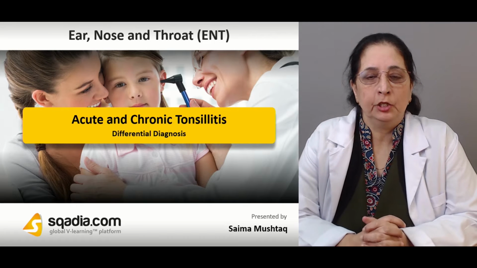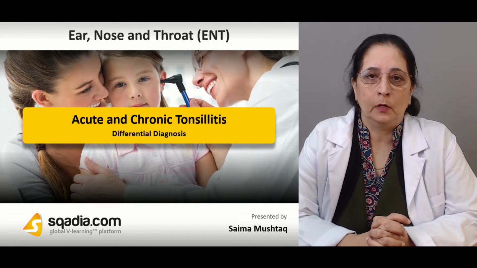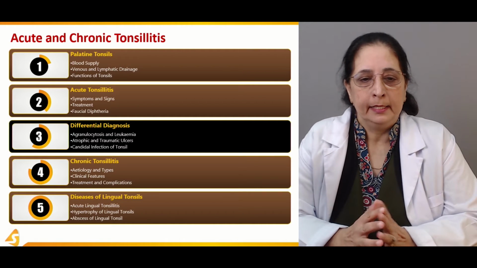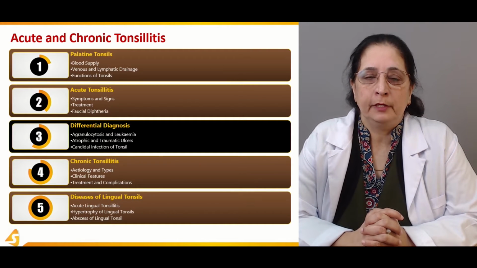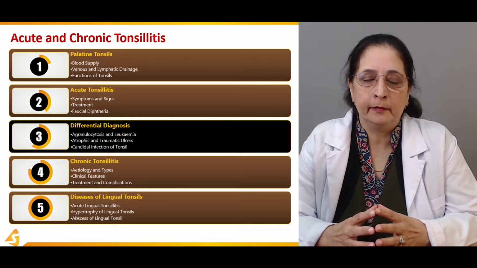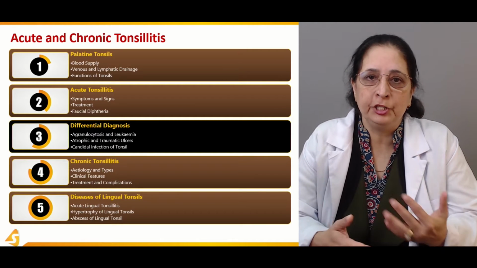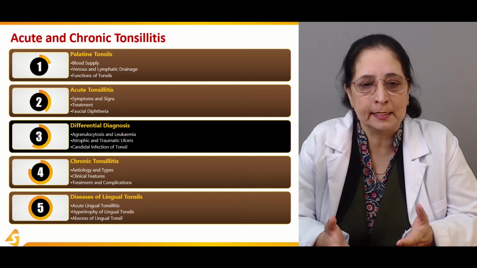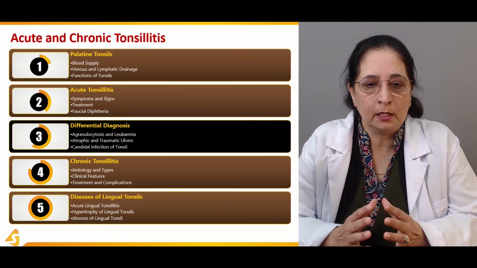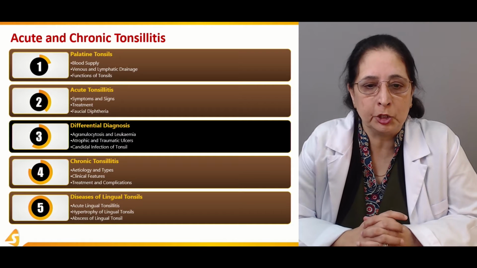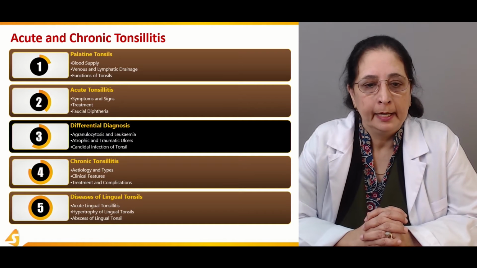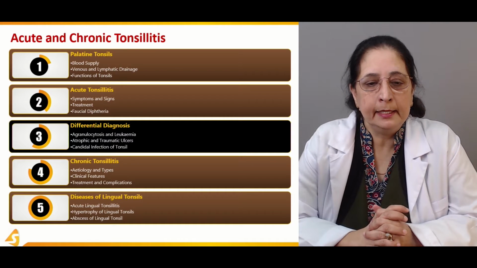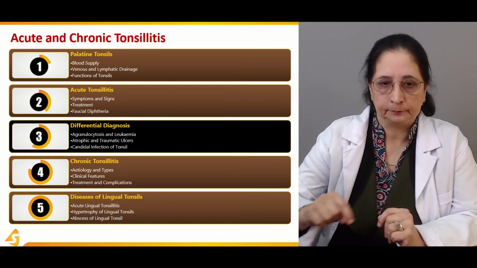In the third section of our lecture, now we will talk about some differential diagnosis. In this, we will discuss some conditions which are closely related to these features or signs and symptoms presented by acute tonsillitis. So these conditions are agranulocytosis and leukemia, atrophic and traumatic ulcers, and candidal infection of tonsils.